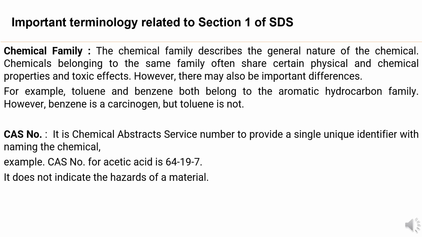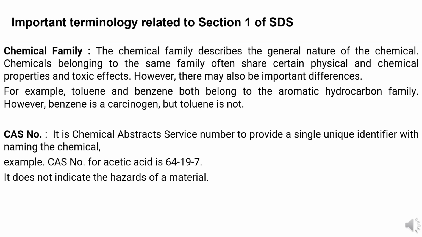Chemical family. The chemical family describes the general nature of the chemical. Chemicals belonging to the same family often share certain physical and chemical properties and toxic effects. However, there may also be important differences. For example, toluene and benzene both belong to the aromatic hydrocarbon family. However, benzene is a carcinogen, but toluene is not.